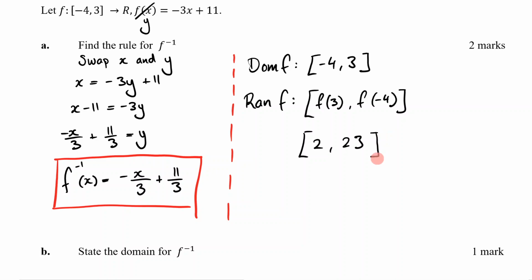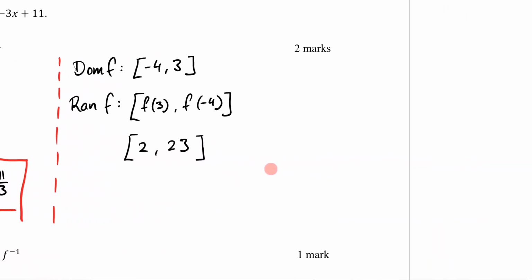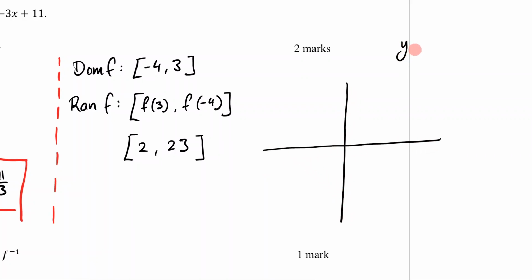Now, if you're thinking, how on earth did you do that? What I'm picturing in my head, so this is now going into a bit of an exploration here, is the graph y is equal to negative 3x plus 11. And I know it's going to look something like this, right? It's going to look something like that. It's going to go through 11.